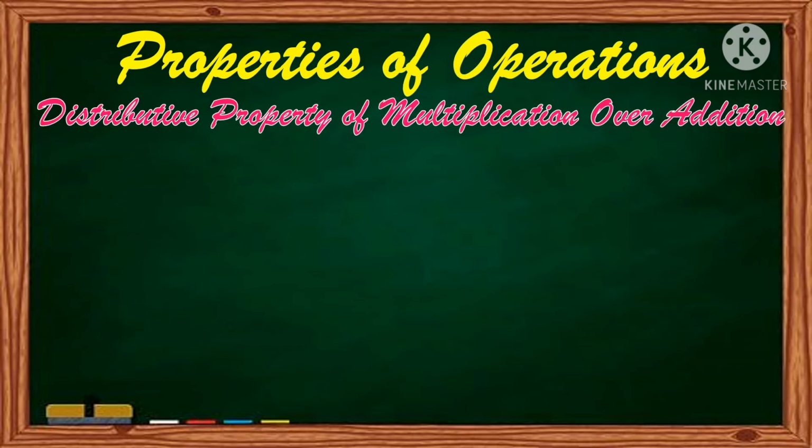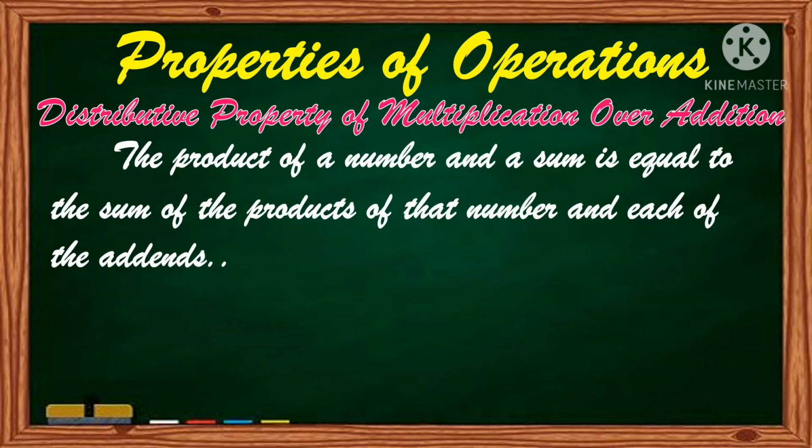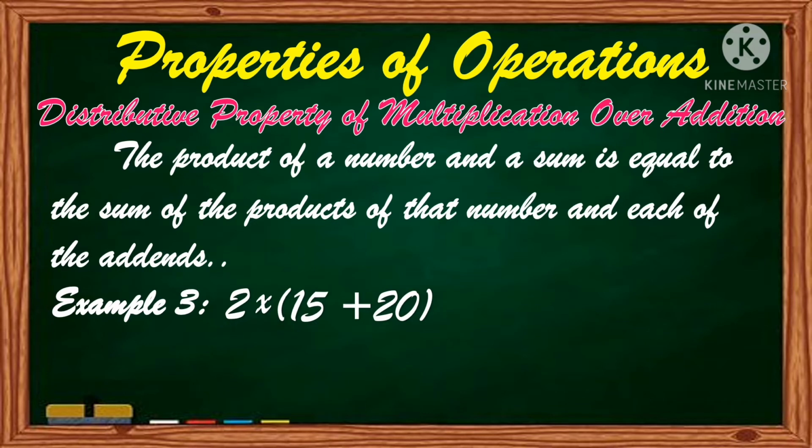the distributive property of multiplication over addition, wherein the product of a number and a sum is equal to the sum of the products of that number and each of the addends, just like the example number 3 in the task given to Jed. 2 times (15 plus 20) equals (blank times 15) plus (2 times blank). So what do you think are the missing numbers?